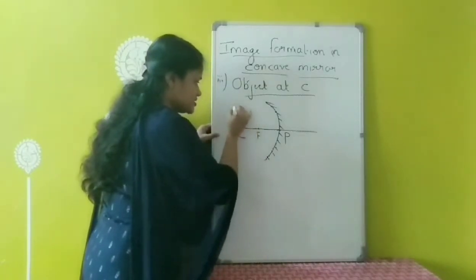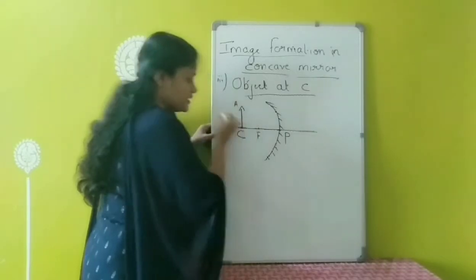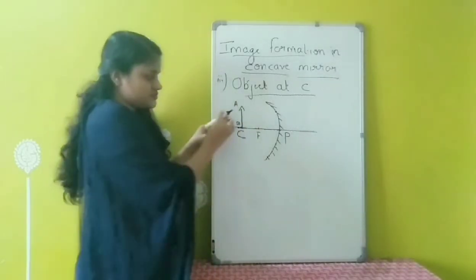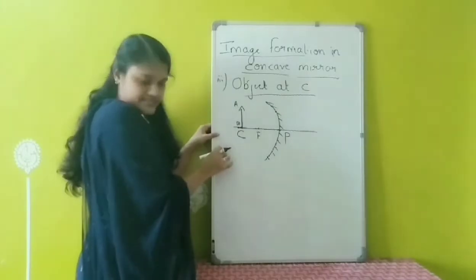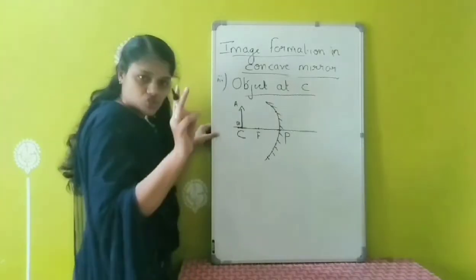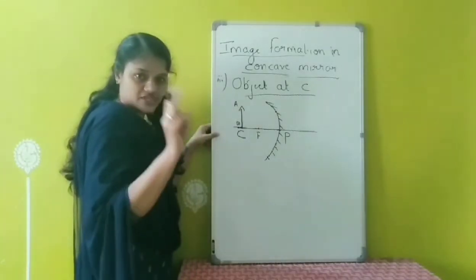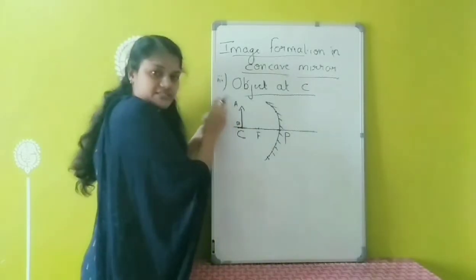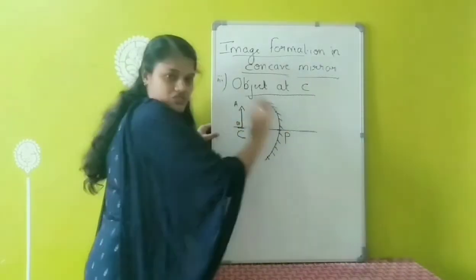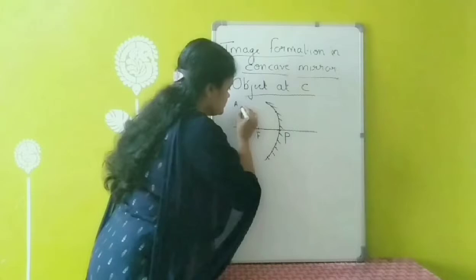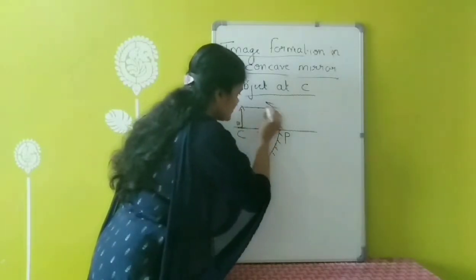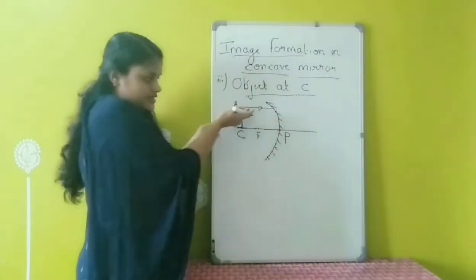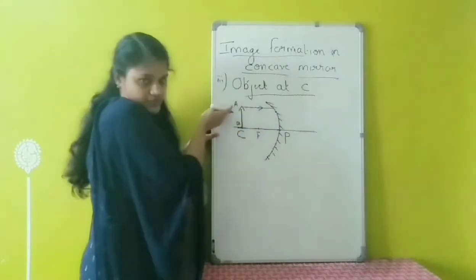Suppose this is the object AB, clear? So we are placing an object at the center of curvature itself, and here also we are taking two light rays. In order to get the image, we need two light rays. The first one is a light ray passing parallel to the principal axis, coming from the object.